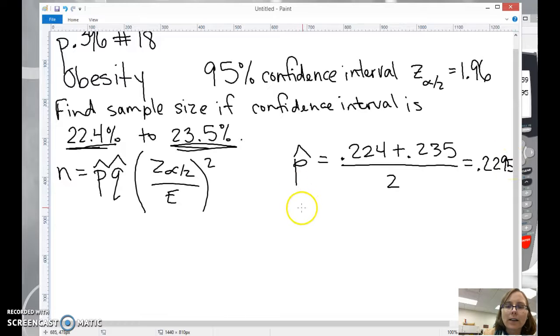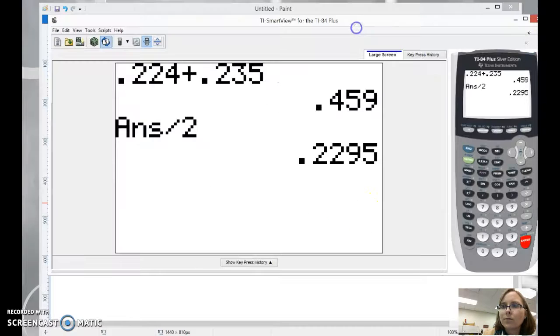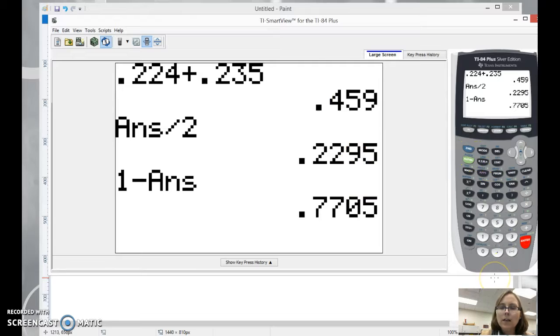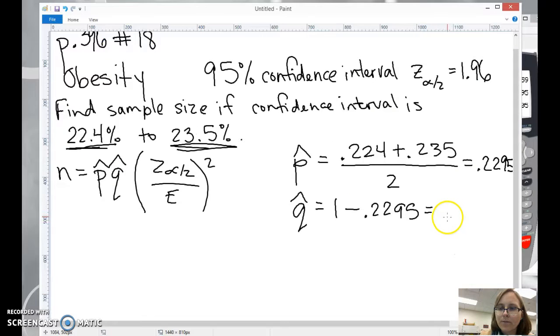We're going to try to stay as close to our values as possible without rounding. We're going to round at the very end. That tells me then that q hat is 1 minus that value. So 1 minus the second answer is 0.7705. I've got p hat and q hat.